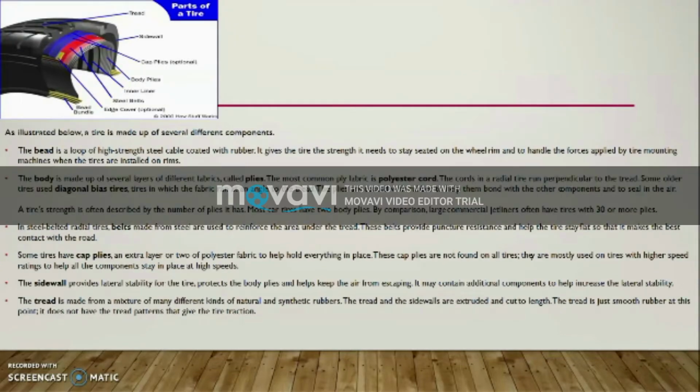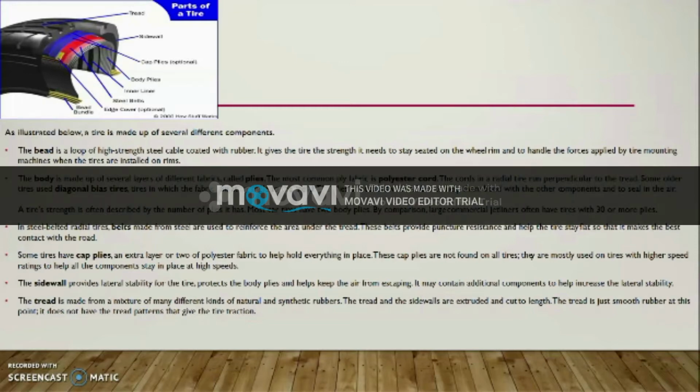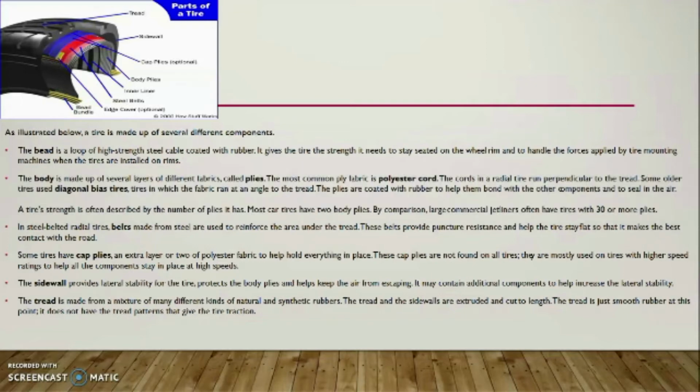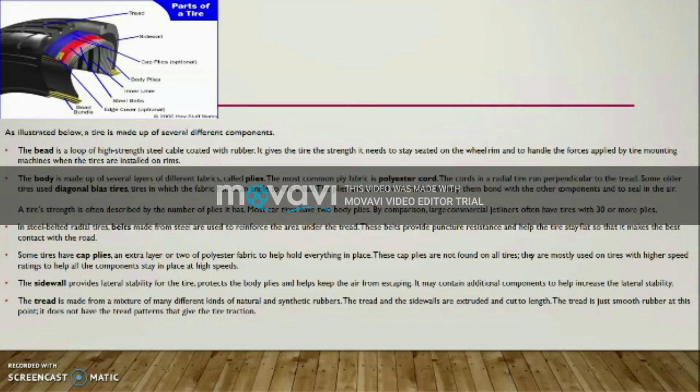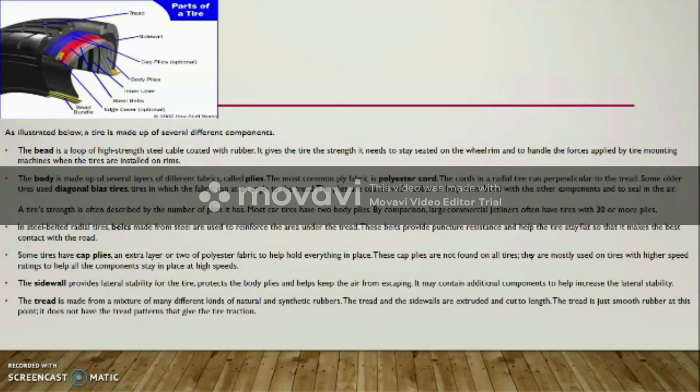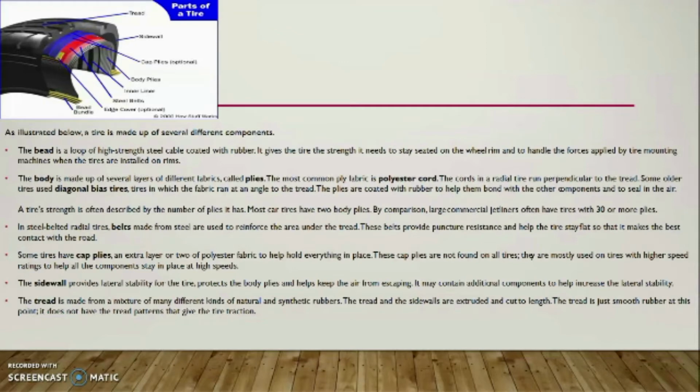From the figure, you can see the layers of the tire. The outer layer of the tire is the tread, then we have the sidewall, cap plies, body plies, inner liner, steel belts, edge cover, and bead bundle. For the layers, we can see the bead is a functional loop of high strength steel cable coated with rubber. It gives the tire the strength it needs to stay seated on the wheel rim and to handle the forces applied by the tire mounting machine when the tires are installed on rims.